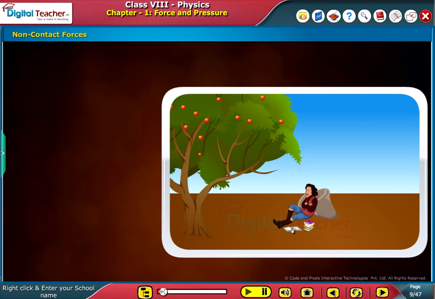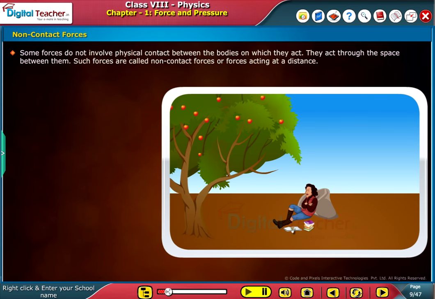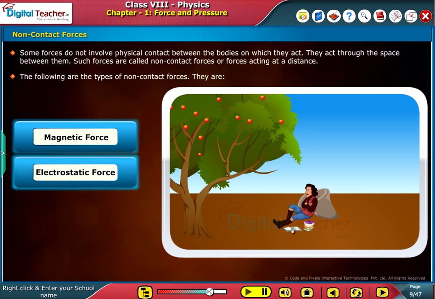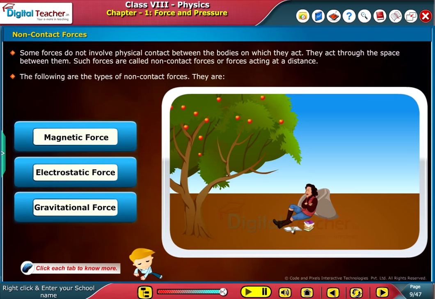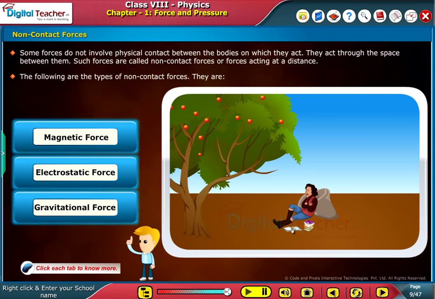Let us know about the non-contact forces. Some forces do not involve physical contact between the bodies on which they act. They act through the space between them. Such forces are called non-contact forces or forces acting at a distance. The following are the types of non-contact forces. They are magnetic force, electrostatic force, gravitational force. Click each tab to know more.